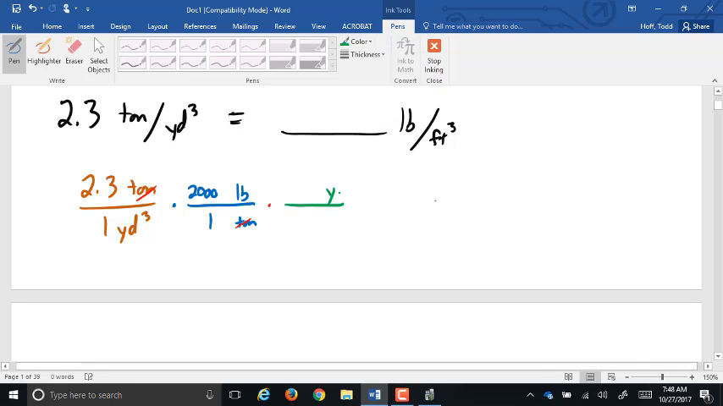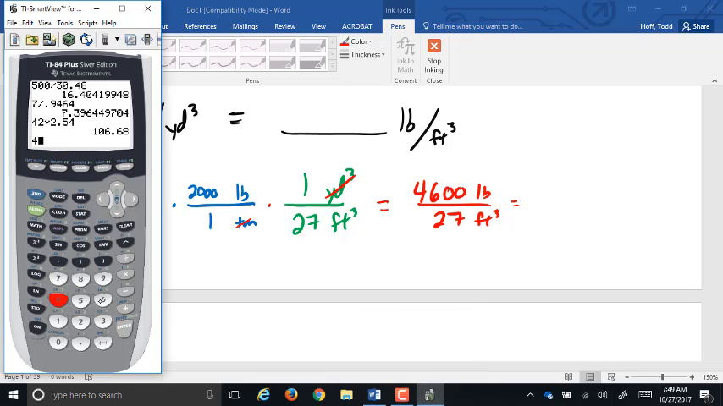We need to get rid of the cubic yards going into cubic feet. That relationship is 1 cubic yard is 27. Remember, 3 feet in a yard, so a cubic yard is 3 by 3 by 3. So the cubic yards are gone. So on top, we've got 2.3 times 2,000 pounds times 1, which is 4,600 pounds. On bottom, 1 times 27 cubic feet.